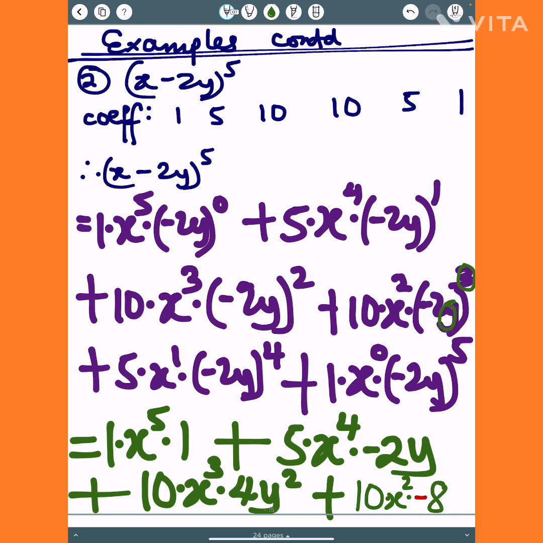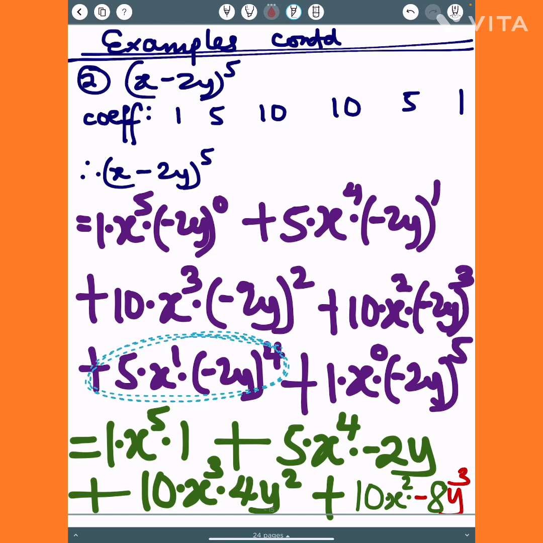Then y raised to power 3, what will it give me? I need you to follow me. That's why I'm changing my pen. That will give me y raised to power 3. So that's my fourth term. This is my fifth term. I'm going to move to this now. This is my fifth term.